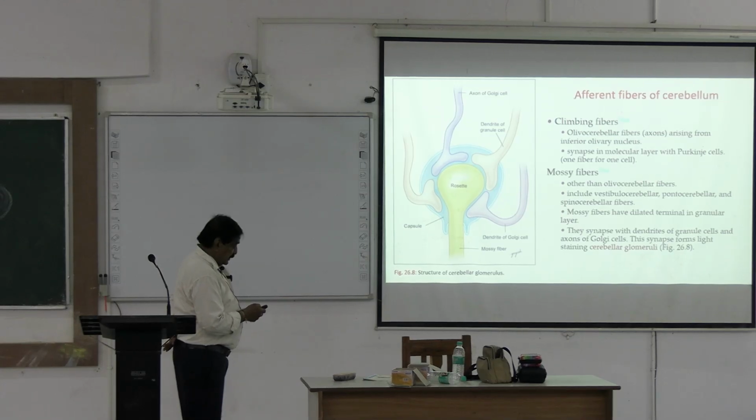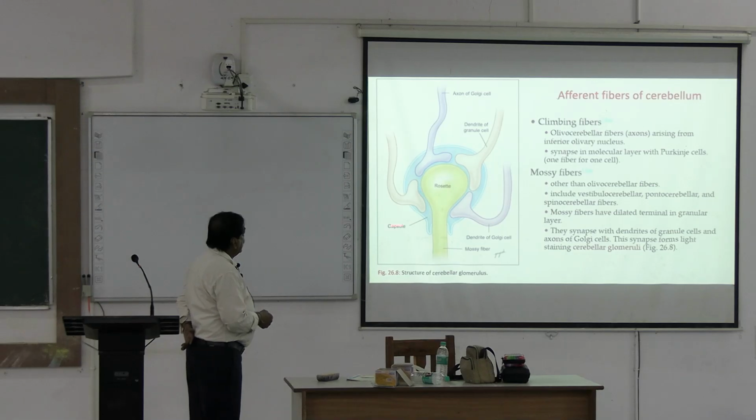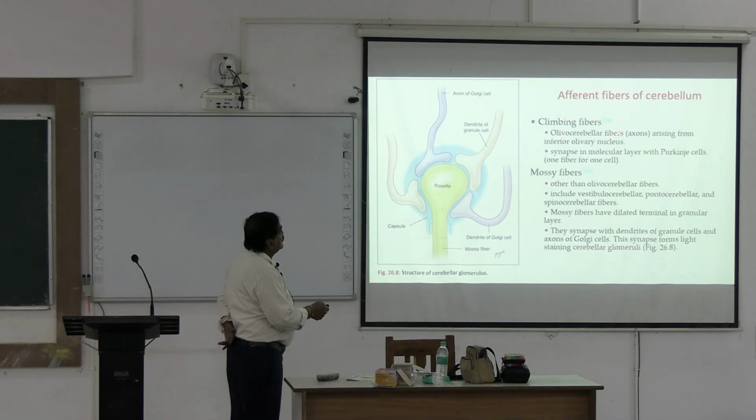Now, afferent fibers of the cerebellum: the axons of Golgi cells, this is a rosette, capsule, mossy fibers, dendrites of Golgi. Now, climbing fibers are olivocerebellar fibers arising from the inferior olivary nucleus. They synapse in the molecular layer with Purkinje cells, one fiber for one cell. Mossy fibers, other than olivocerebellar fibers, include vestibulocerebellar, pontocerebellar and spinocerebellar fibers.